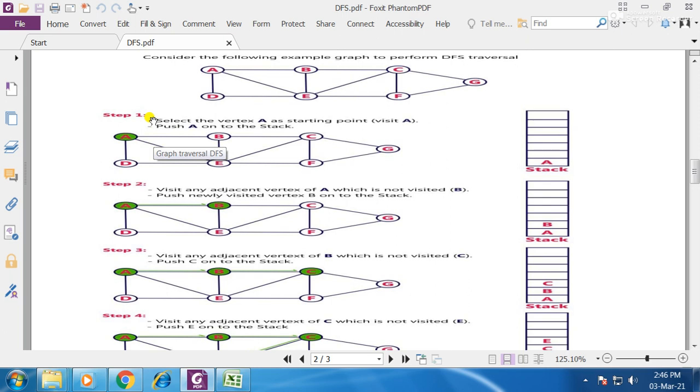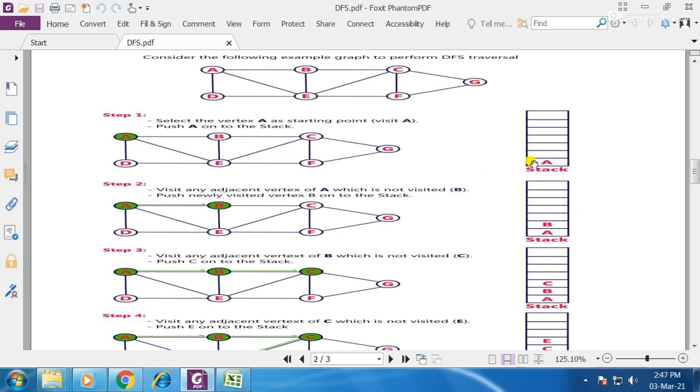So first of all, we have the graph. Now we have to define the stack. The size of the stack will be the number of vertices in the graph. So here the number of vertices is 7, so the size of the stack is 7, like this. Now the first step we are going to perform is to select the vertex A. You can select any vertex, but in these steps we are selecting the vertex A for visiting our graph.